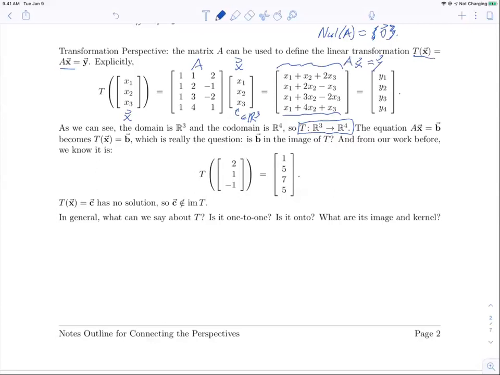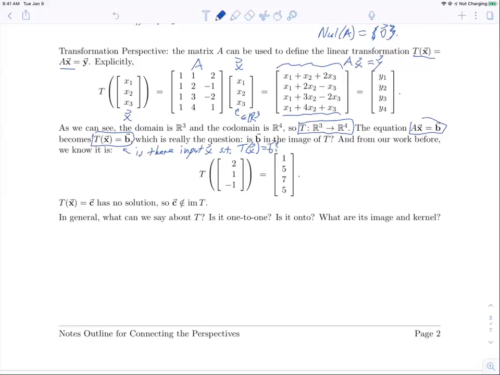If we want to specifically think about the vector b again, well, that's this equation Ax equals b, and now we would write that as T(x) equals b. And this is really saying, like, is there an input x that outputs the specific vector b? Is there an input x such that T of x equals b, right? That's really what this is asking.